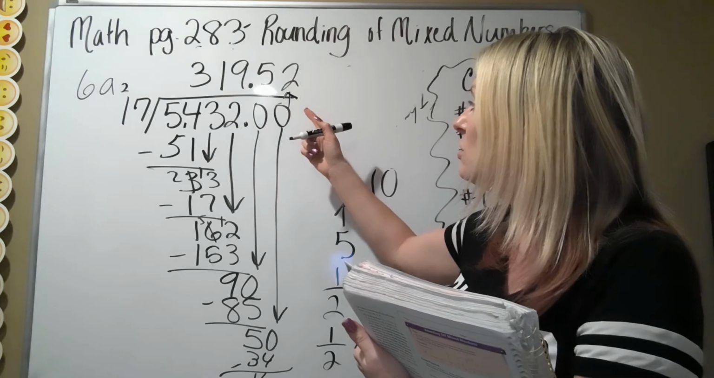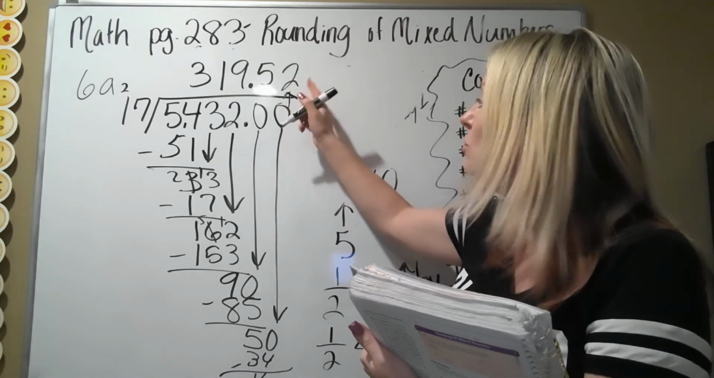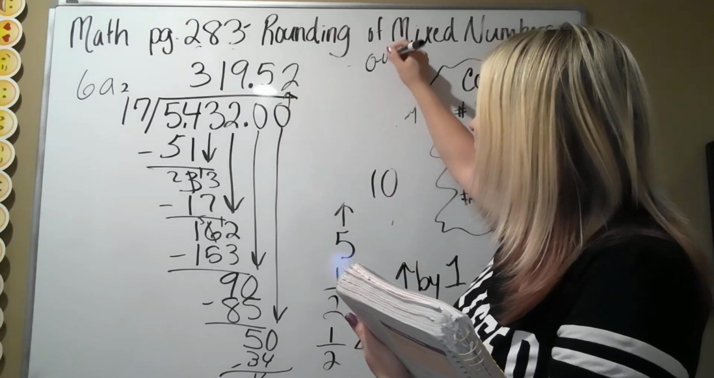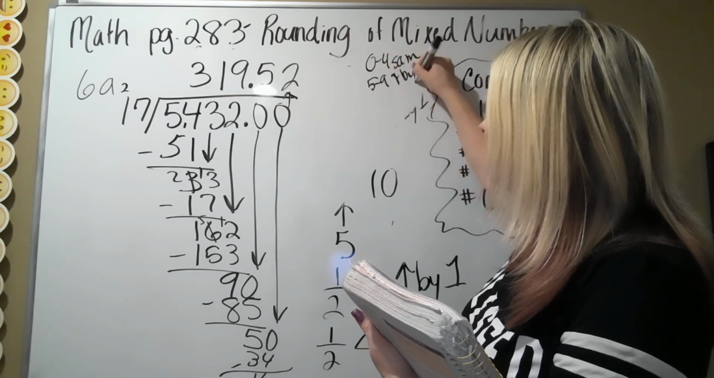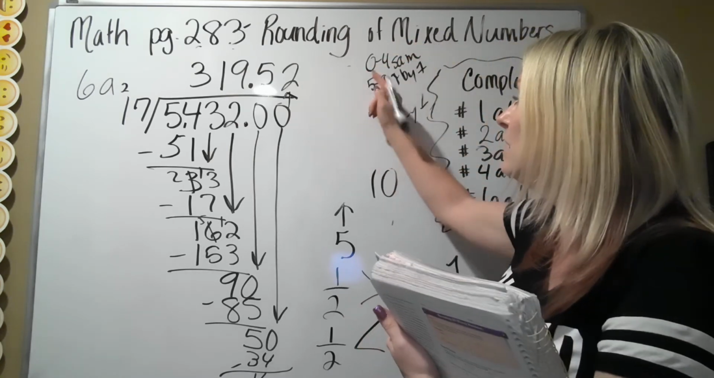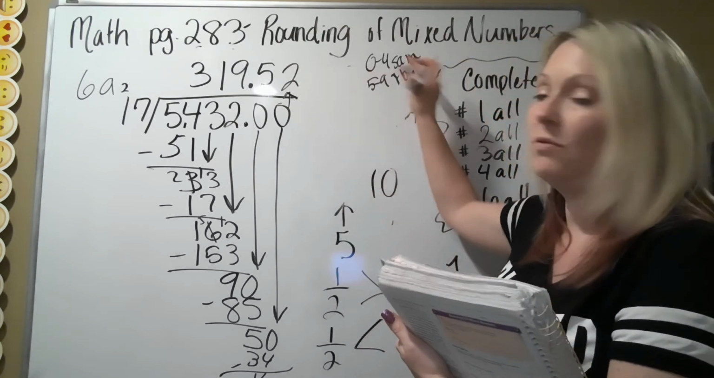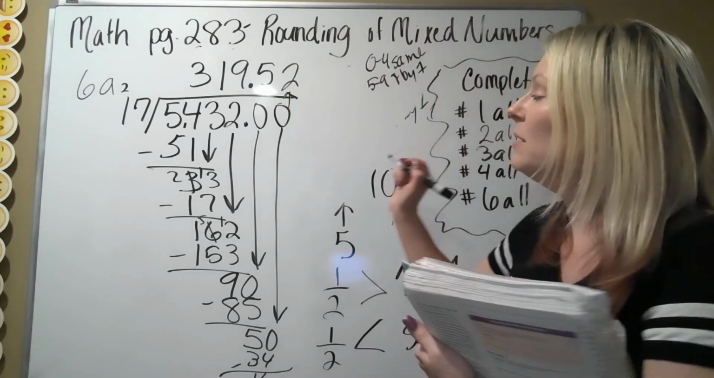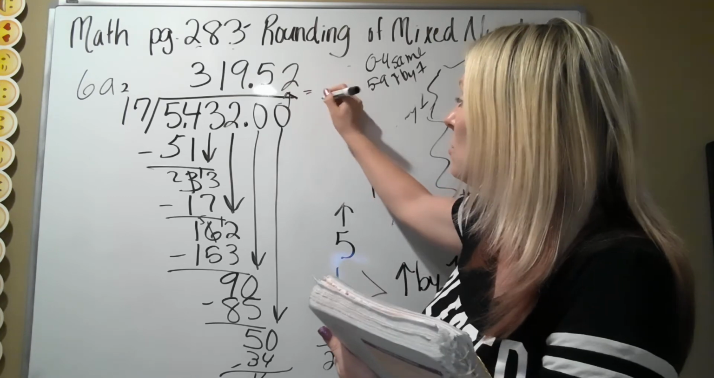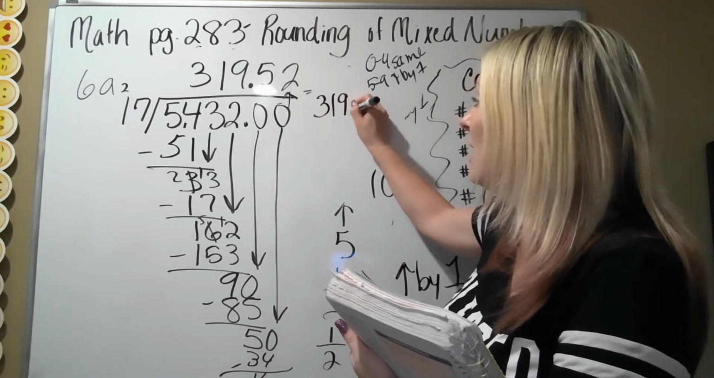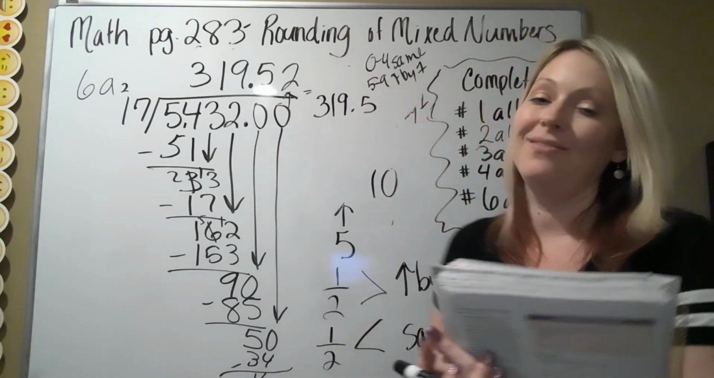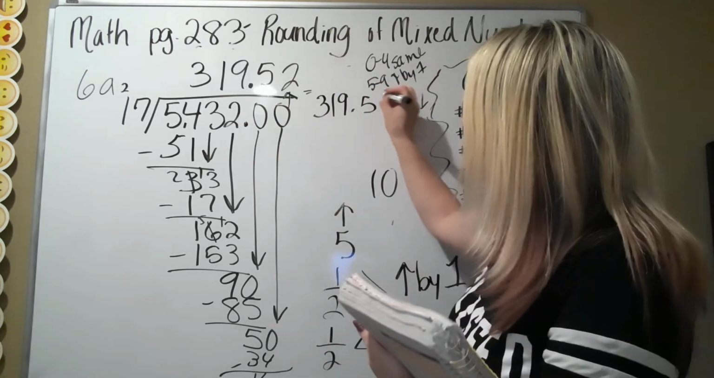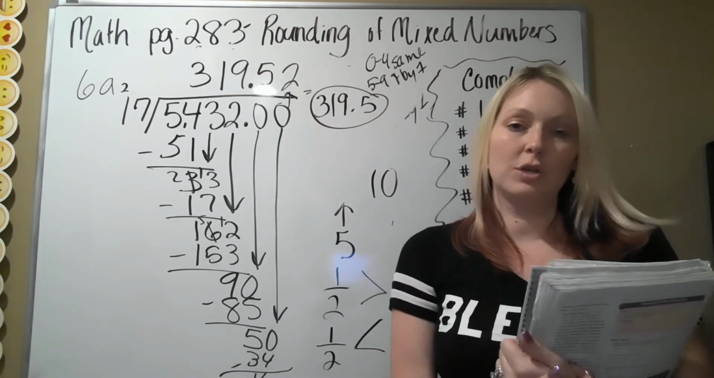So what am I going to do? I need to use this number. 0 to 4 stays the same. 5 to 9 goes up by 1. 2 is between 0 and 4, so it stays the same. So my answer would be 319, keeping 5 the same, and 5/10. This would be my answer for the division problem.